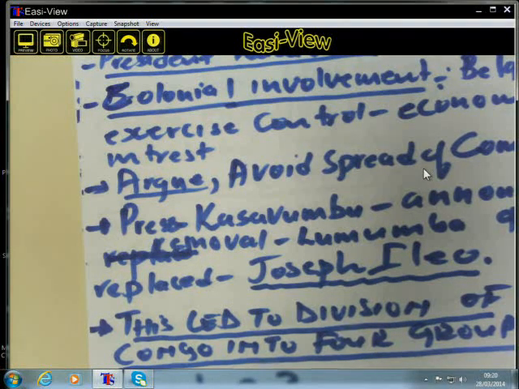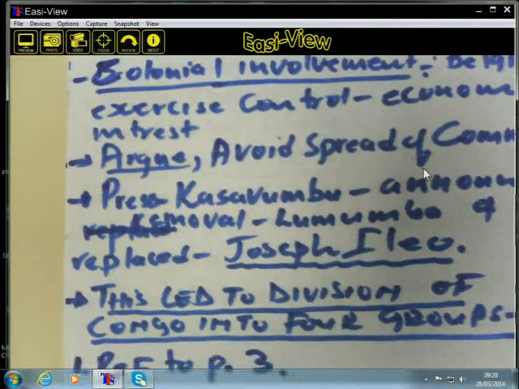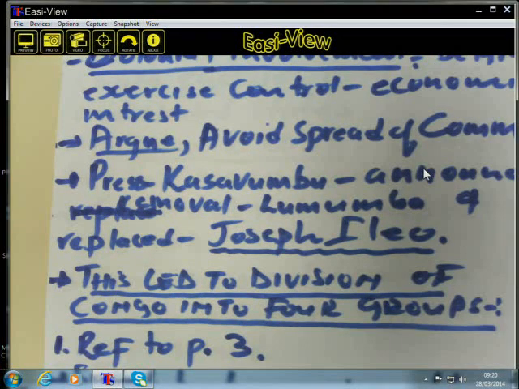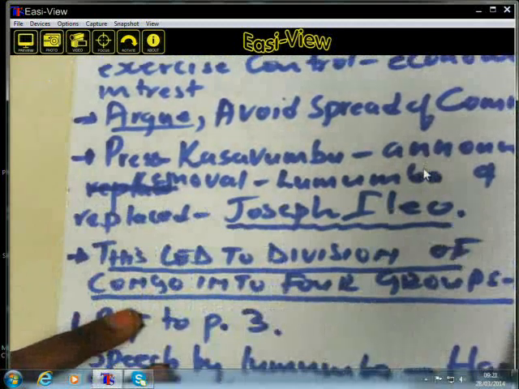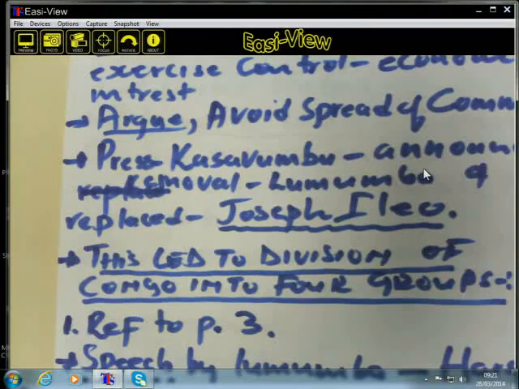But the Belgians themselves argued that their involvement in Congo was to ensure that communism was not spread in that particular country. They wanted to avoid the spread or the growing of communism in Congo.